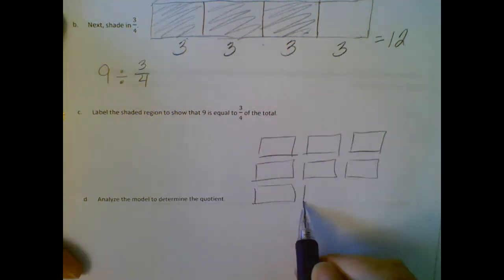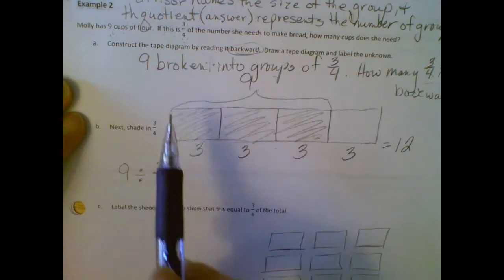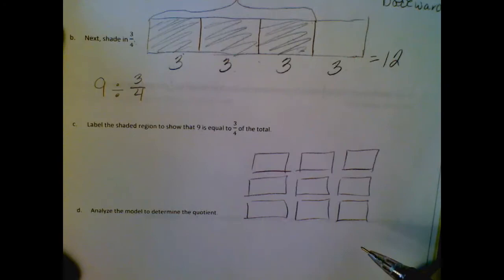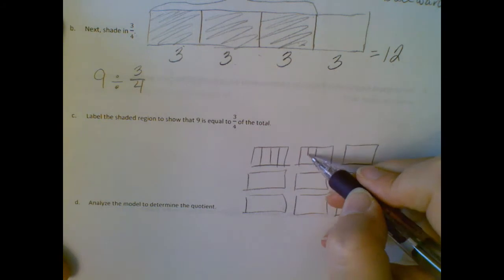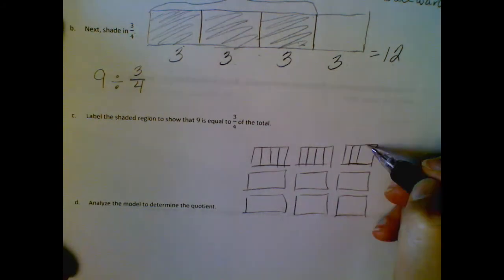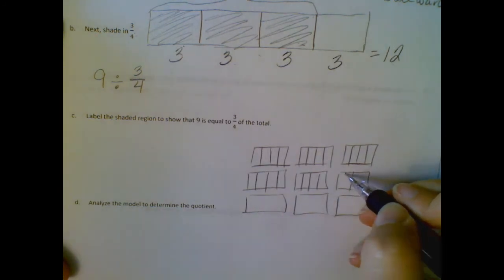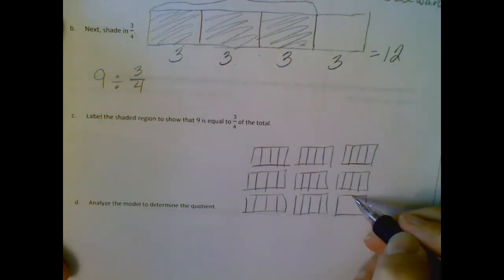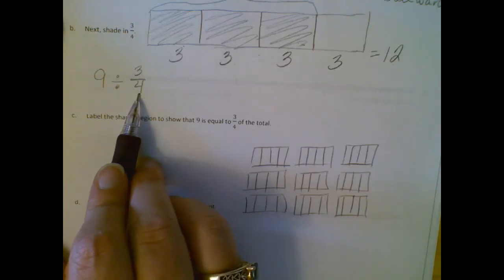And an array of 3 by 3 gives me 9. So since it's 9 broken into groups of 3/4, I'm going to break all of these 9s into fourths. Half, and then half again gives me fourths. Half, half on each side, half. Okay. So I have 9 and they're broken into fourths, but they're not looking for fourths, they're looking for 3/4.